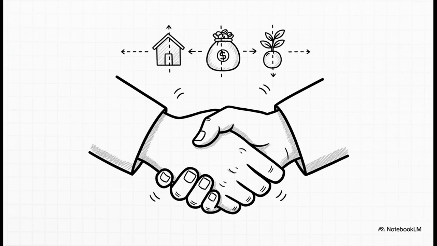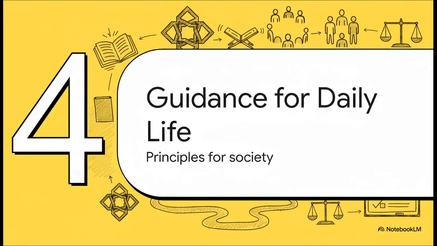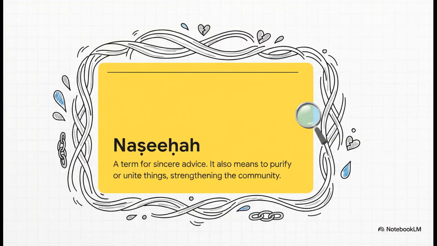new brothers and sisters. Okay, so a community is established. What were the rules? This is where the book shifts from telling the historical story to laying out the ethical principles that were designed to guide daily life and build a just society. A central concept here is nasiha.